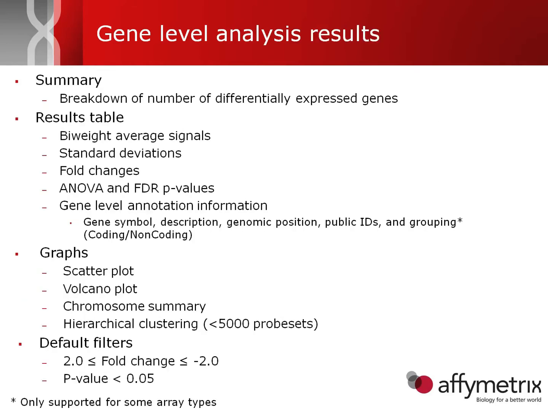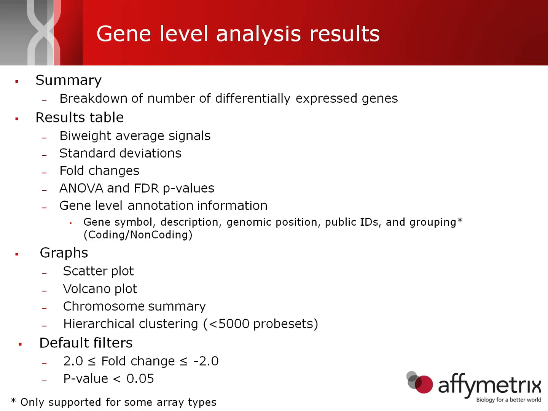The results that are produced will be displayed in a couple of different ways. First, there's going to be a summary, which is a breakdown of the differentially expressed genes, just by number. Second, there'll be a results table that has the averages, the standard deviations, and fold changes and p-values as referred to before. In addition, it will be merged with gene level annotation information like gene symbol and gene descriptions.